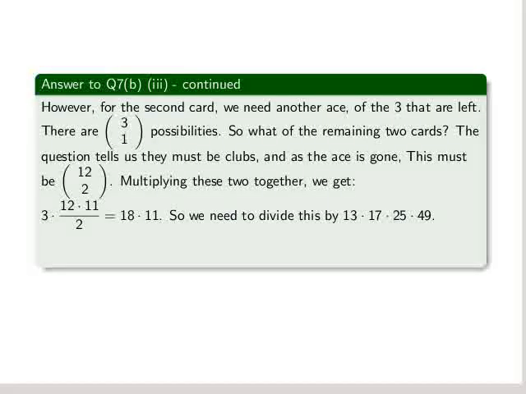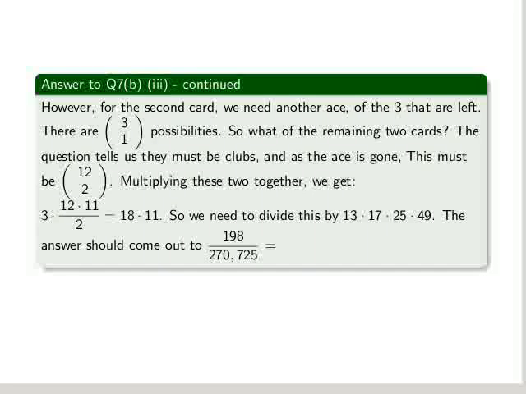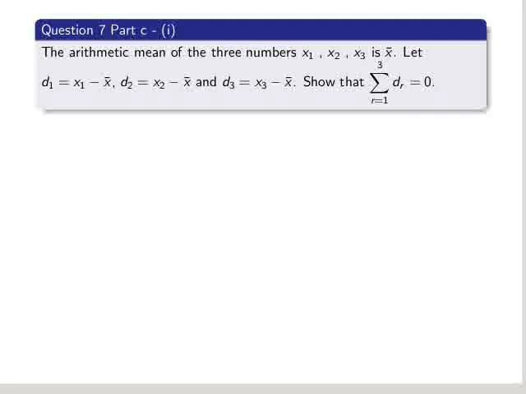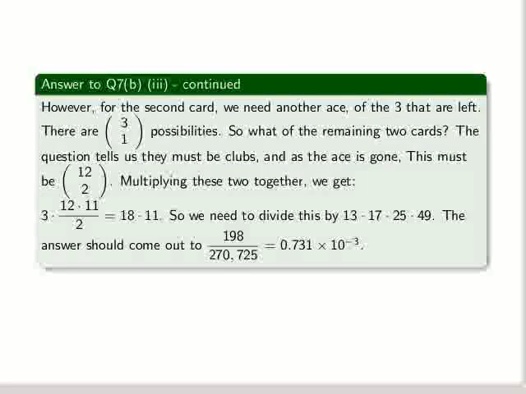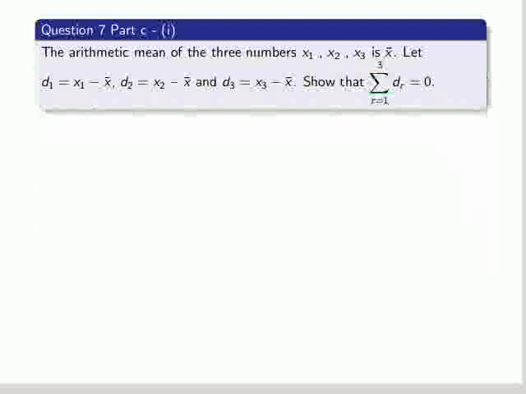which is 18 times 11, and we need to divide this now because we need to get the probability. And we choose the factored form, which we discovered, which is 13 times 17 times 25 times 49. And the answer should come out to 198 over 270,725, which is 0.731 multiplied by 10 to the minus 3. And that, in fact, is the answer. I'll just go back there so you can take a note. That's the answer. We move on to part C now, which has not got to do with probability.